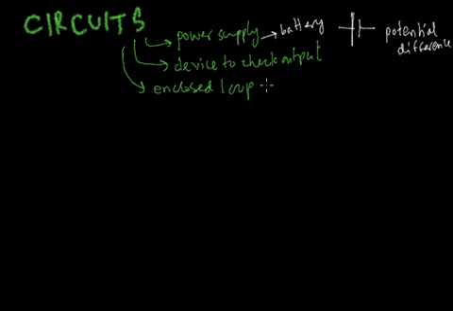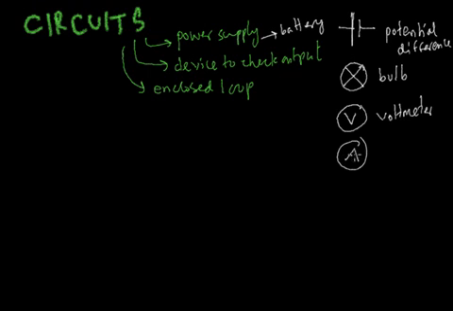Now the next one, the output device can be many things. The most common is a bulb, given like this. This refers to a bulb. It could also be a voltmeter, a meter to measure voltage, like this. This is called a voltmeter. It could be an ammeter, a meter to measure the current.